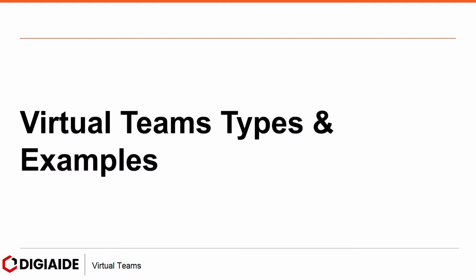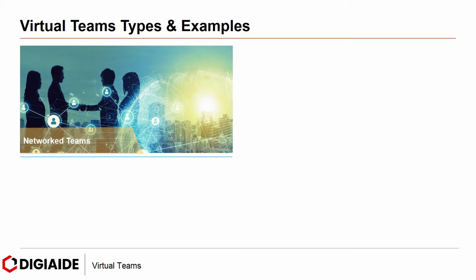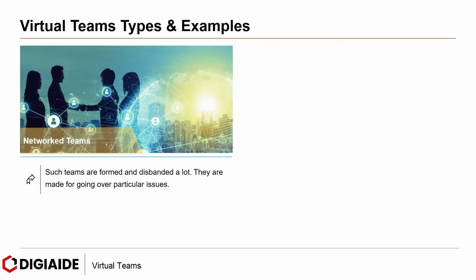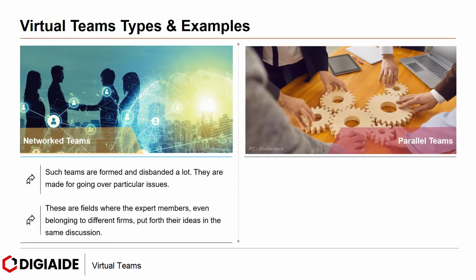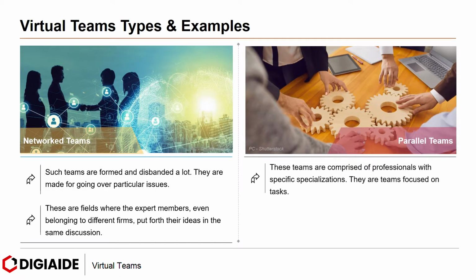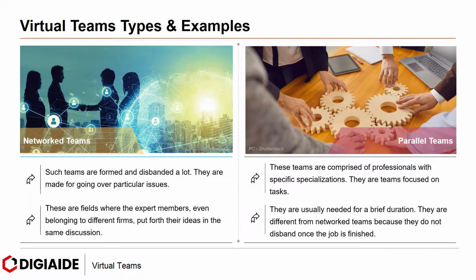Moving on to virtual team types or examples. First, network teams. Such teams are formed and disbanded a lot. They are made for going over particular issues. These are fields where the expert members, even belonging to different firms, put forth their ideas in the same discussion. Next, parallel teams. These teams are comprised of professionals with specific specializations. They are teams focused on tasks. They are usually needed for a brief duration. They are different from network teams because they do not disband once the job is finished.